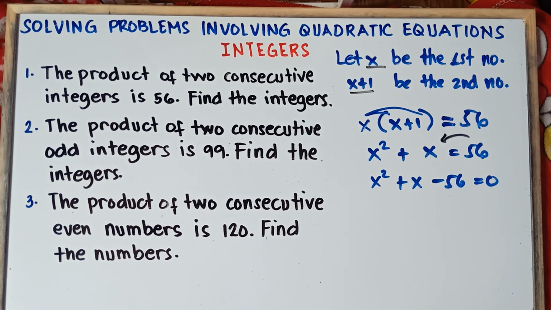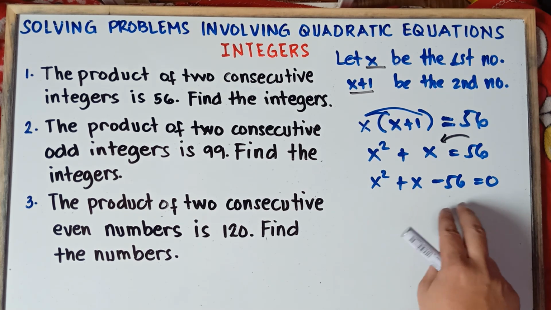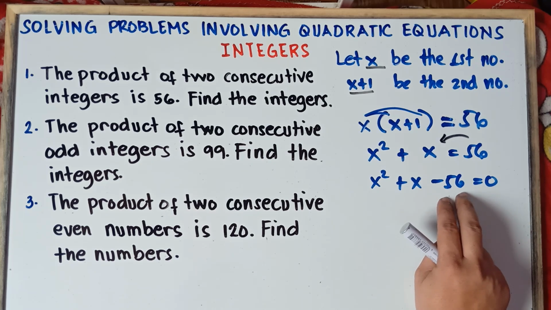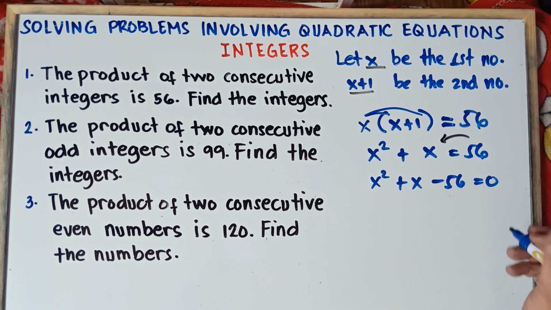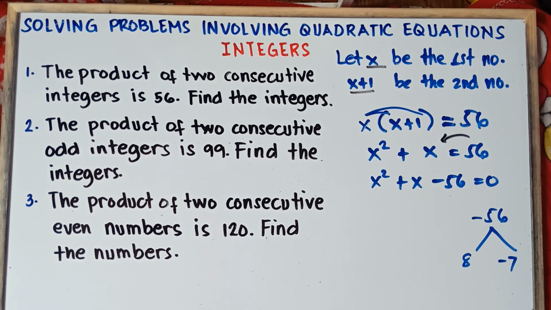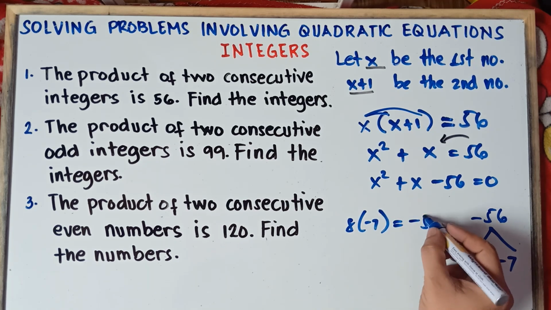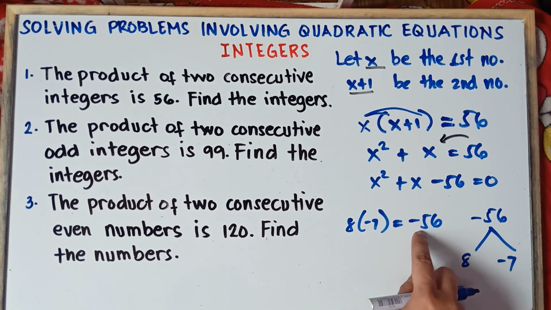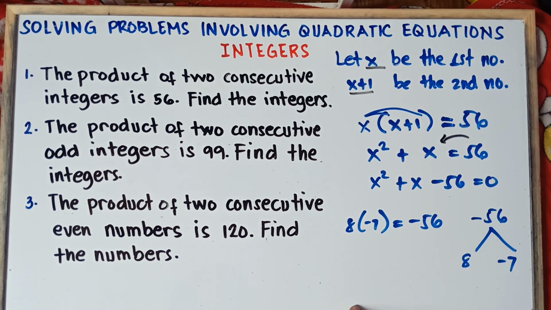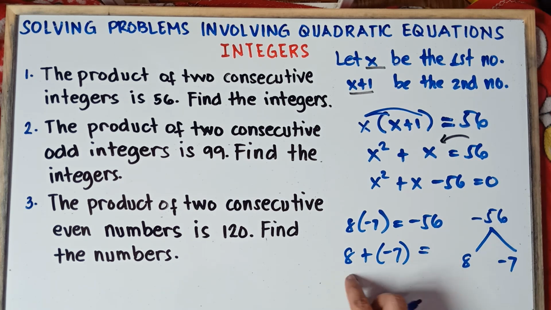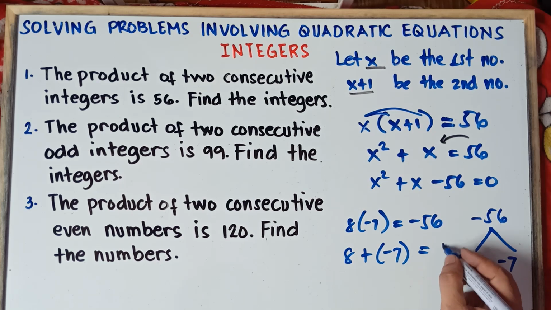So to factor this out, class, you think of two numbers that when you multiply, you will get negative 56, and when you combine, you will get positive 1. Of course, for negative 56, that would be positive 8 and negative 7, right? Why is that, sir? Because if you multiply 8 times negative 7, you will get negative 56, right? Positive times negative is negative. If you combine 8 plus negative 7, if the signs are not the same, you subtract. 8 minus 7 is 1. Now, 8 is greater than 7, so we have positive 1.